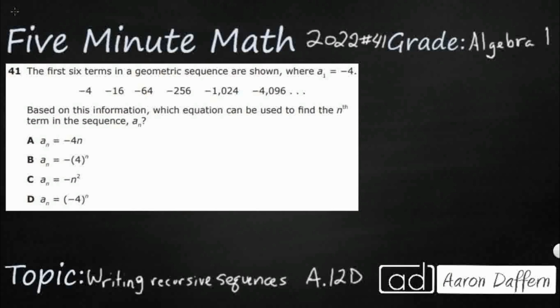So we've got the first 6 terms in this geometric sequence here, and they just tell us that a sub 1 equals -4. So if we wanted to fill this out, we can say a sub 2, a sub 3, a sub 4, and so on. And we're supposed to find some type of equation that can help us find the nth term, right? So if we wanted to find the 10th term in the sequence or the 18th term in the sequence.